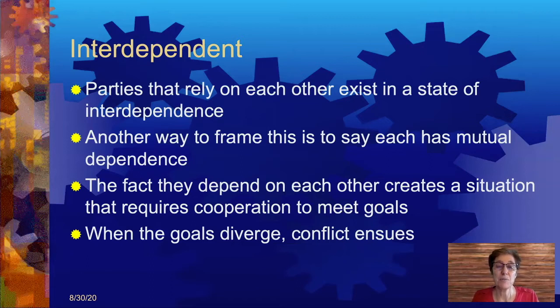Other times their goals might shift, or they have a combination of competing and compatible goals, and so that generates conflict. When the goals diverge, that means they go in different directions. That's when people have conflict. So there's different parties, and these parties are interdependent as the first two components of conflict.